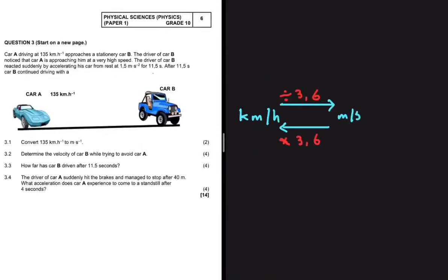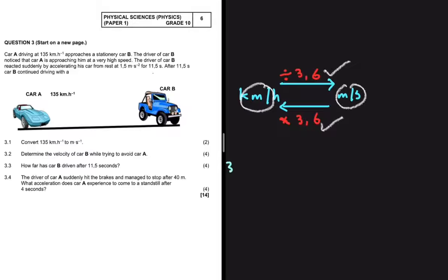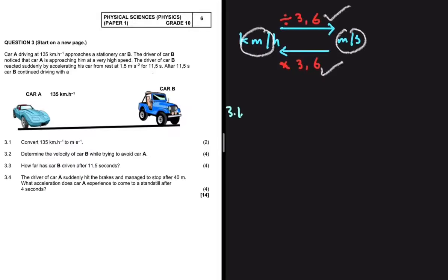You probably know this by now, but anyway, let me just remind you. If you want to convert kilometers per hour to meters per second, you divide by 3.6. And the other way around, if you want to convert meters per second to kilometers per hour, you multiply by 3.6. And we are going to use that to answer 3.1. The question says, let's convert 135 kilometers per hour to meters per second. Again, to convert from kilometers per hour to meters per second, you divide by 3.6. So let's go ahead and do that.